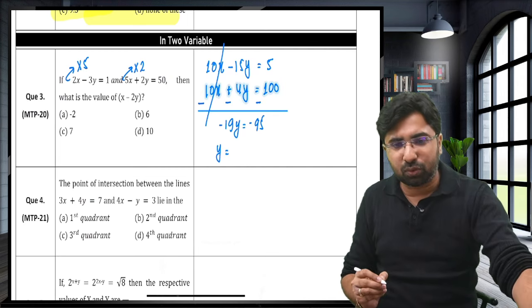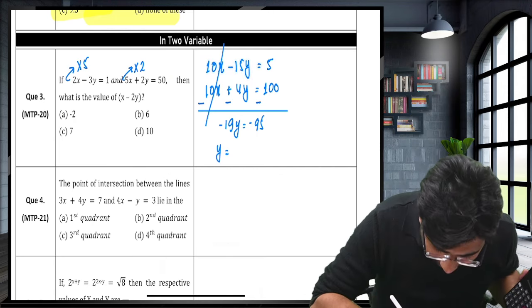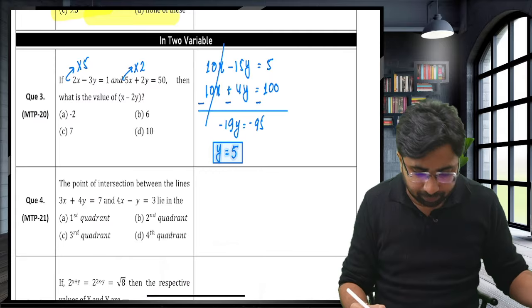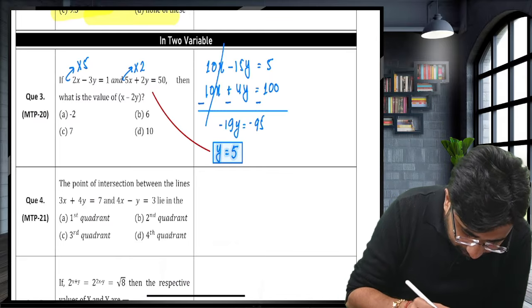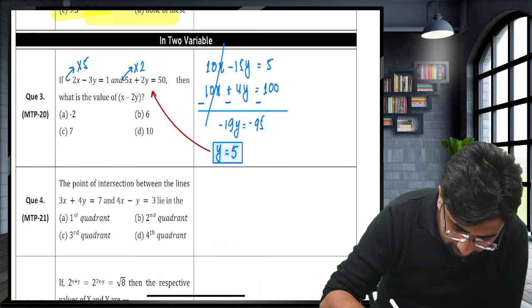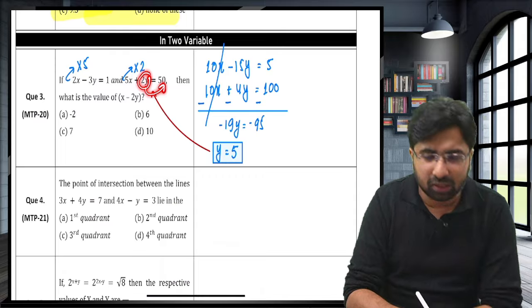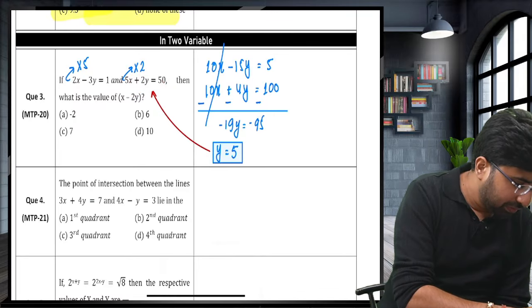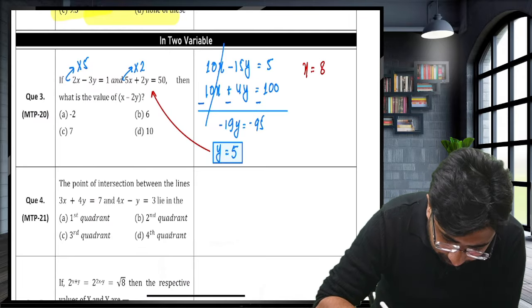So y is equal to 95 divided by 19. Are you all getting 5? Now let's get the value of x. Put y over here and get the value of x. You will put 5 here, 5 into 2 is 10. 10 will come here, 50 minus 10, 40. 40 divided by 5, you will get the value of x is equal to 8.